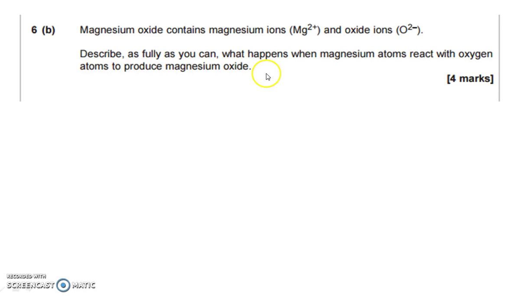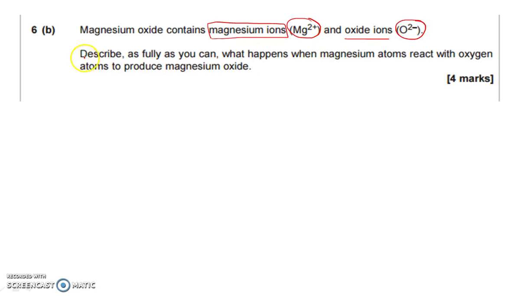So let's break that question down a little bit further. Magnesium oxide contains magnesium ions. So straight away we're talking about ions. And it mentions Mg2+, and oxide ions, O2-.